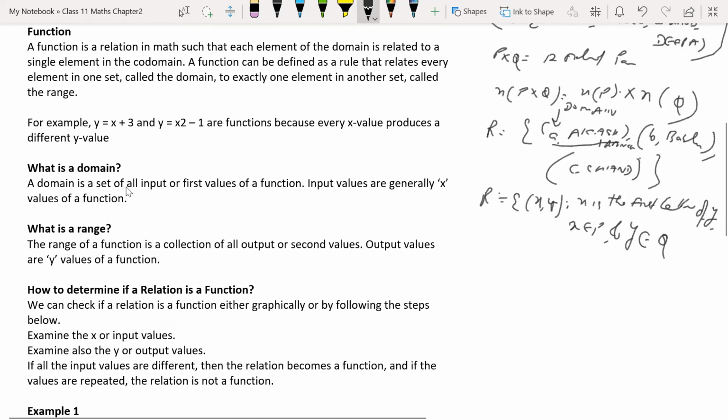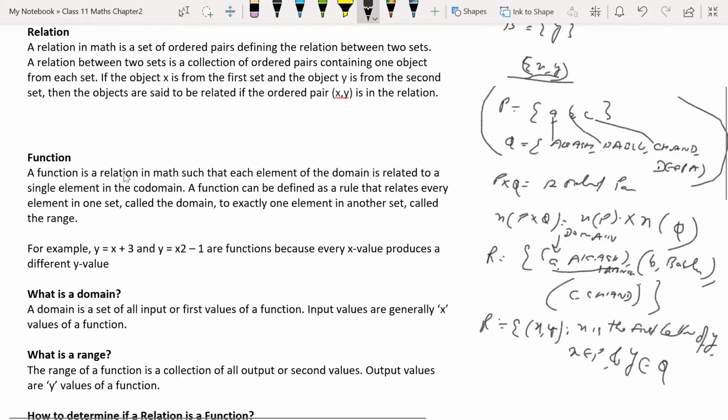Now, what is a function? A function is a relation in math such that each element of the domain is related to a single element in the codomain. Domain means the first element, range is the second element. A function can be defined so that every element in one set, called the domain, is related to an element in another set, called the range.